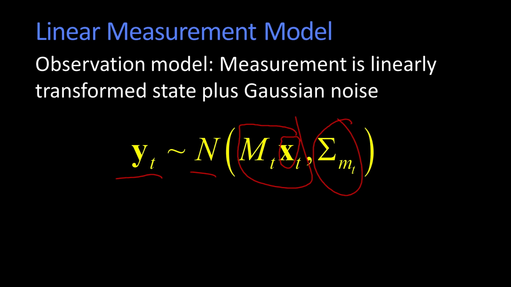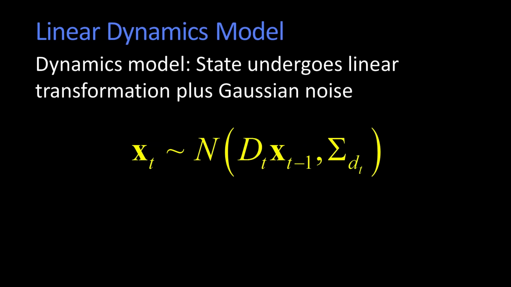What I haven't mentioned is that this x, both on this slide and this slide, is unknown. Remember, it's the hidden state. We don't actually know what the state is. But what we're saying is that this is how our linear dynamics model works.